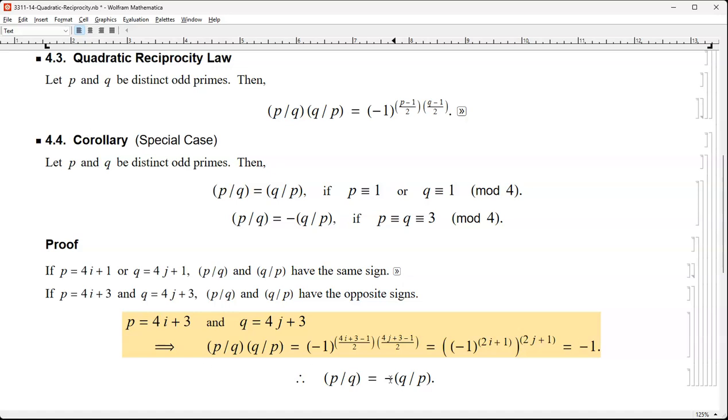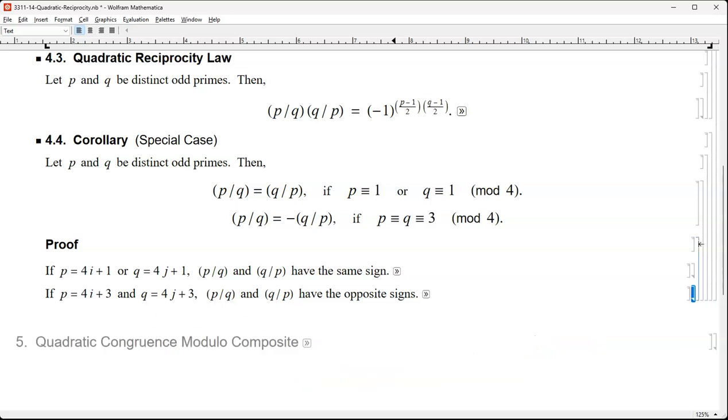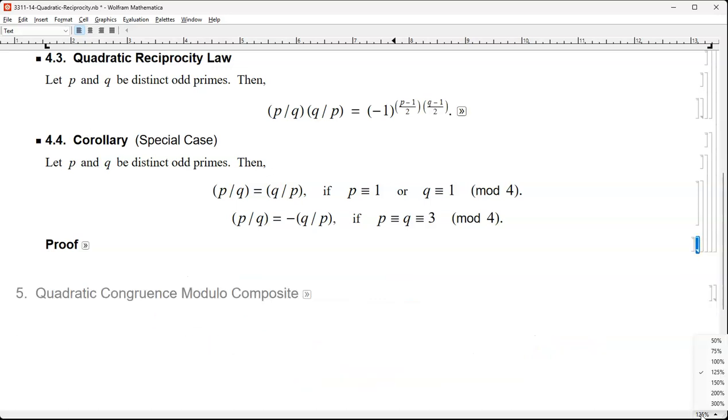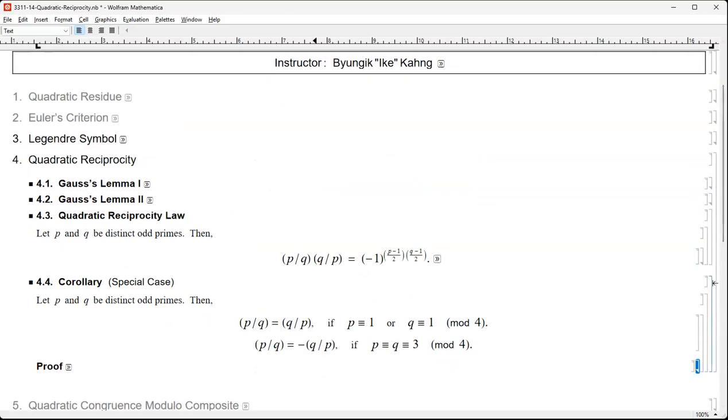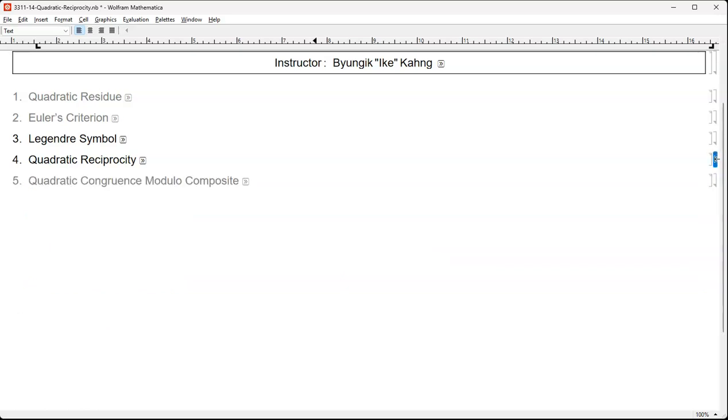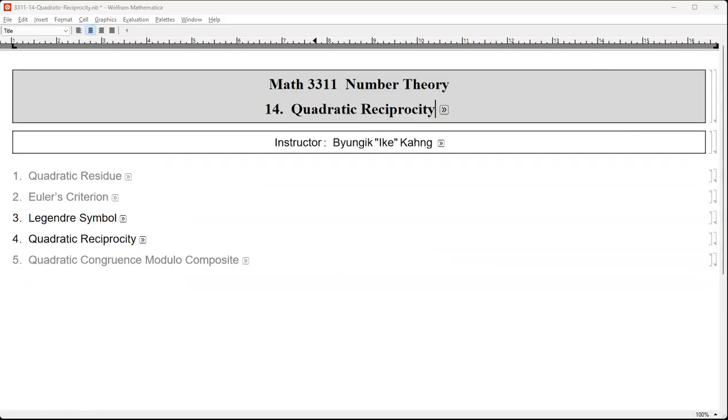So the product is negative 1, that means they have to have opposite signs. One positive 1 and one negative 1, or one negative 1 and one positive 1, either way. That completes the proof. So we completed the corollary, but we didn't start the main theorem. That's something we are going to start in the next several videos.